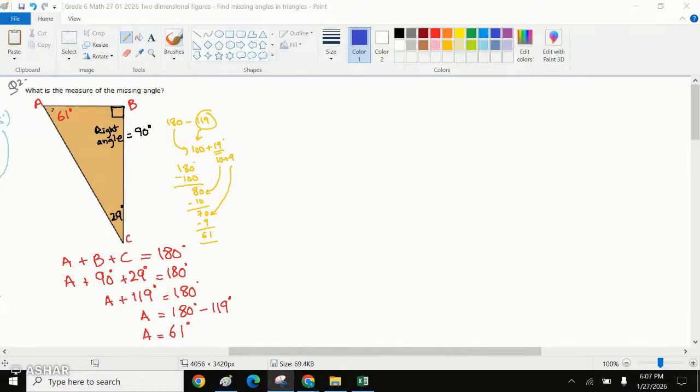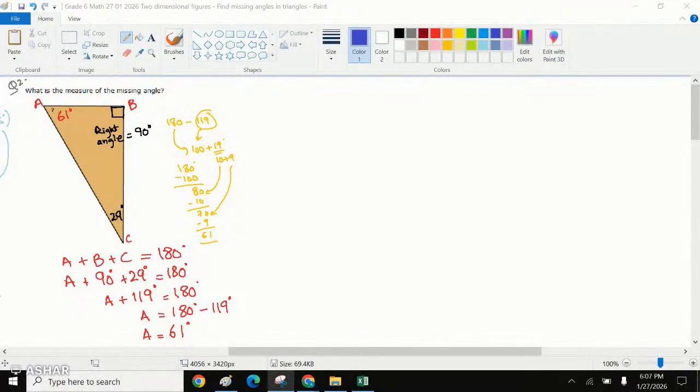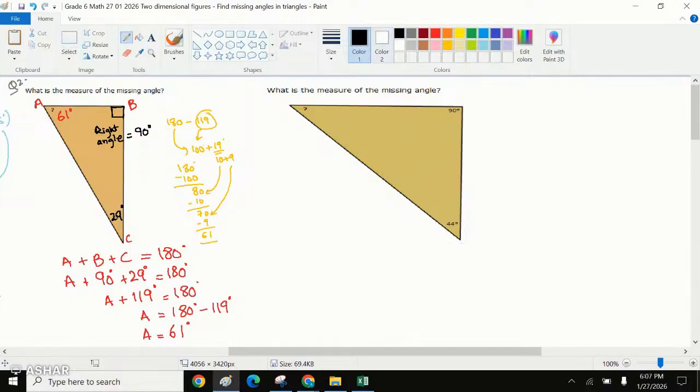For the next given question, it says, what is the measure of the missing angle? I'll write down the angles again. Don't worry. This is our question number 3. This was a 90 degree and this is a 44. This is a missing angle. We can start from anywhere. It was A, B, and C.